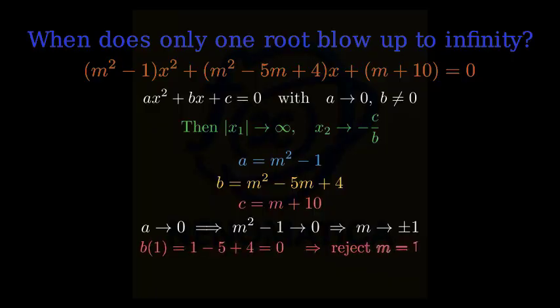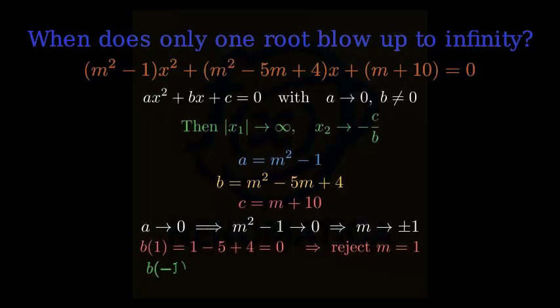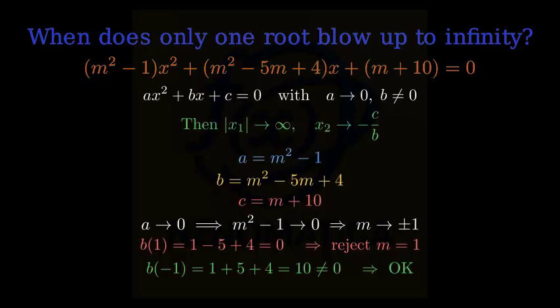Evaluate b at m equals 1. That is 1 minus 5 plus 4 equal to 0. Reject. Evaluate b at m equals negative 1. That is 1 plus 5 plus 4 equal to 10, which is non-zero. Accept. Therefore, exactly one root tends to infinity when m approaches negative 1. The other root approaches negative c over b at m equals negative 1, which is negative 9/10.